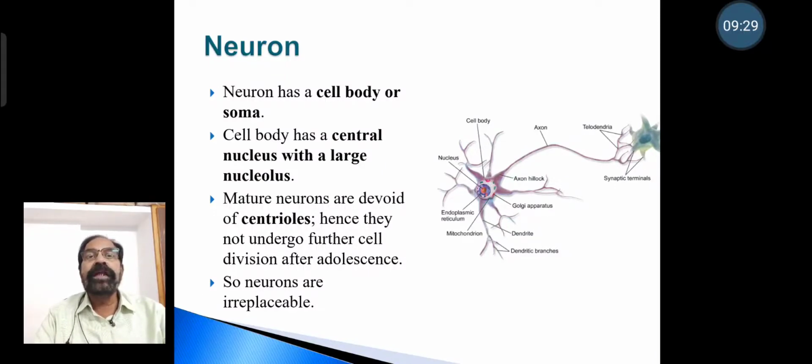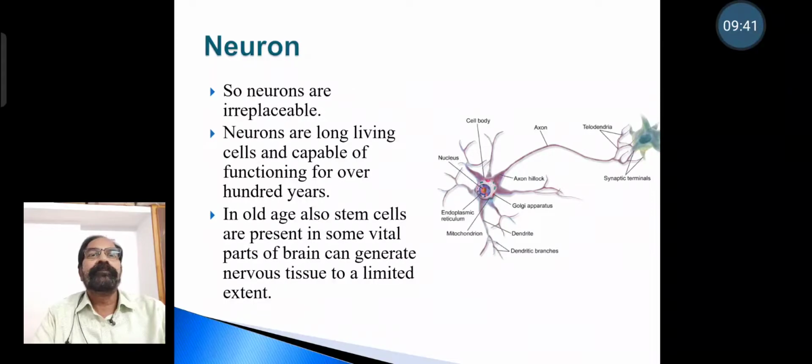Mature neurons are devoid of centrioles, hence they do not undergo further cell division after adolescence. So neurons are irreplaceable. Neurons are long-living cells capable of functioning for over 100 years. In old age, stem cells are also present in some vital parts of the brain which can generate nerve tissue to a limited extent.